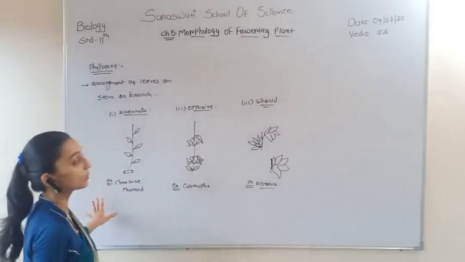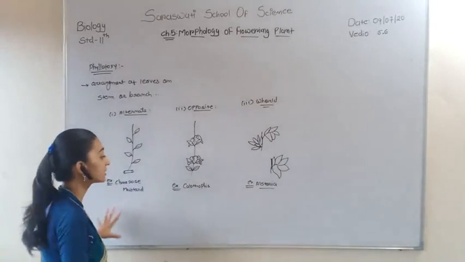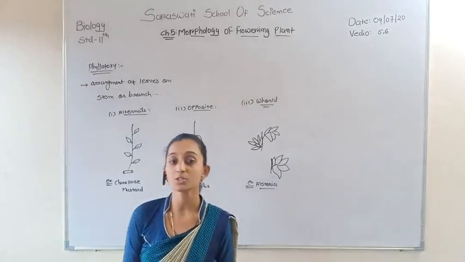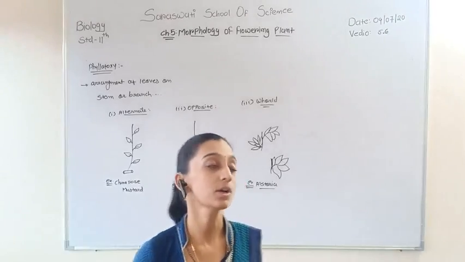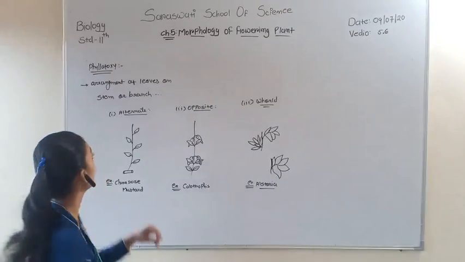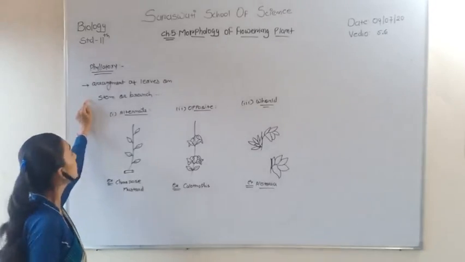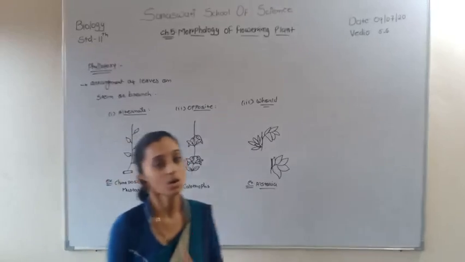So for the three types of phyllotaxy, you most probably have to remember the examples. It is also asked as a 1-mark question and in MCQs. So you have to study all the phyllotaxy. In the examination, you may be asked what phyllotaxy is, or to define the word phyllotaxy. The arrangement of leaves on a stem or branch is known as phyllotaxy.